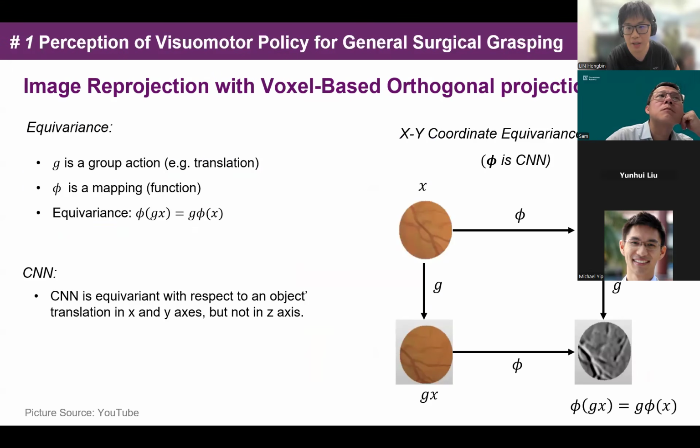So after the depth and mask estimation, we project the image with an equivariant projection. Equivariance refers to the property that applying a group action on the input space of the mapping has the same result as applying it to the output space. In the case of a convolutional network, transforming an object in the XY axis and then encoding the image will give the same feature maps as encoding the original image and then translating the feature map. But CNNs are not equivariant to translation along the Z-axis.